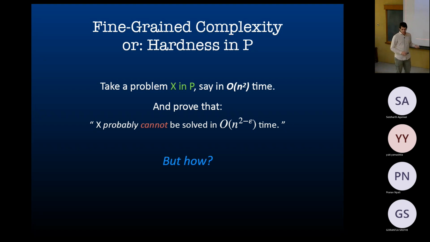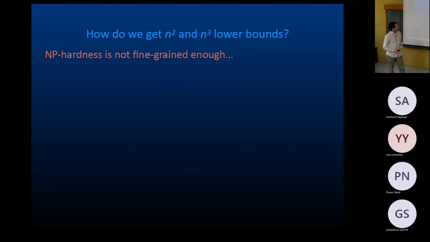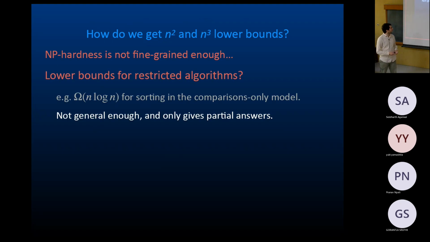Okay, so how do we prove such negative results? Let's look at a few things you might think about. First of all, NP-hardness is useless. It doesn't distinguish between different polynomial running times. Another thing you probably remember: for sorting, you've seen the comparison model. If you're only allowed to compare numbers, you can prove this n log n lower bound for sorting. So one could do things like that.